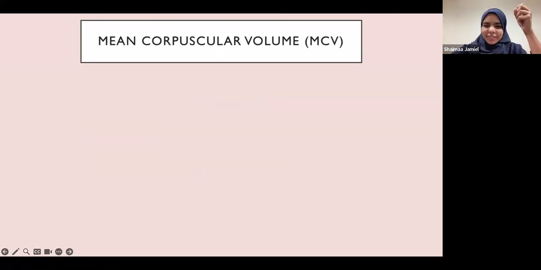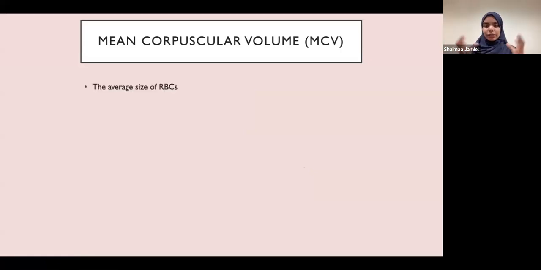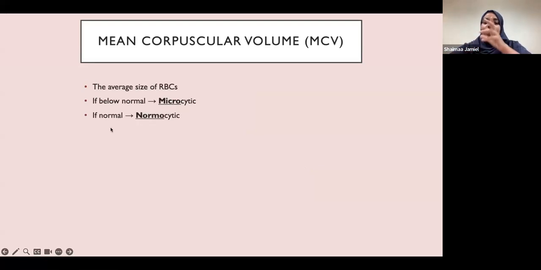Now the more difficult ones, so mean corpuscular volume or mean cell volume, MCV. It's basically the average size of RBCs, okay? So the size of an RBC. If it's below normal, then it's microcytic, micro meaning small. If it's normal, then it's normocytic, so normal. And if it's above normal, then it's macrocytic.